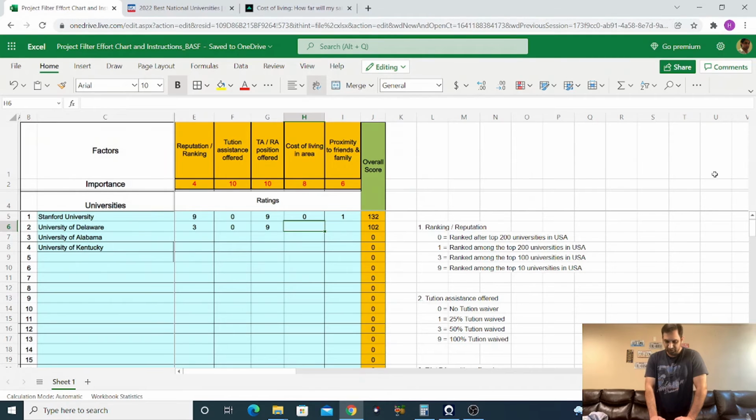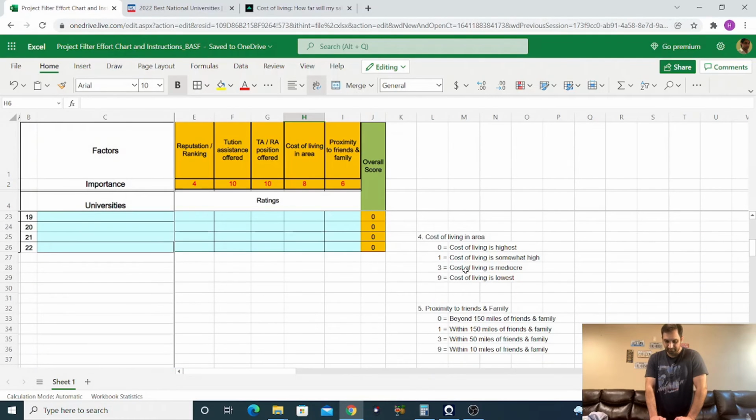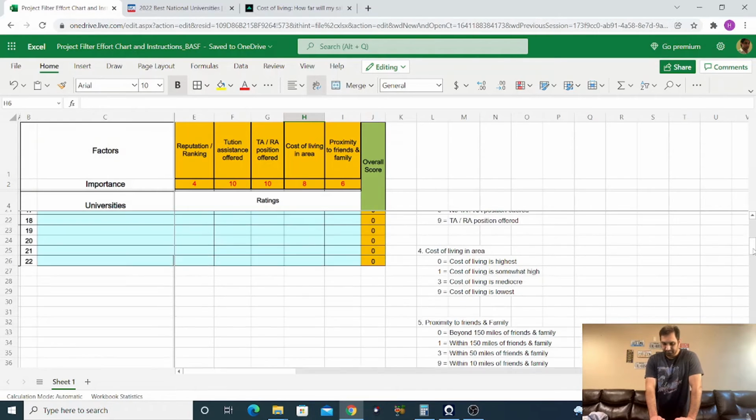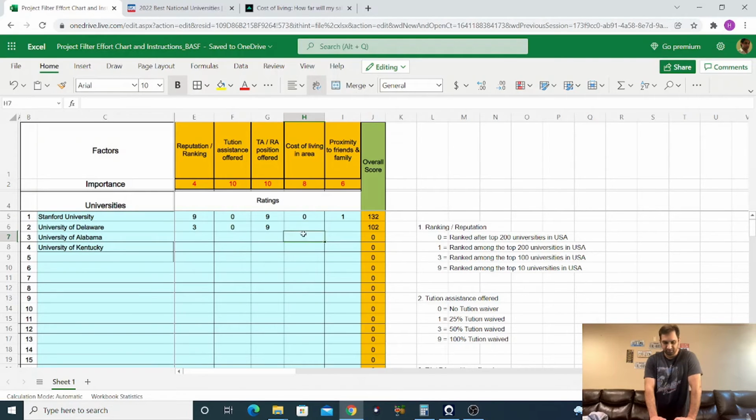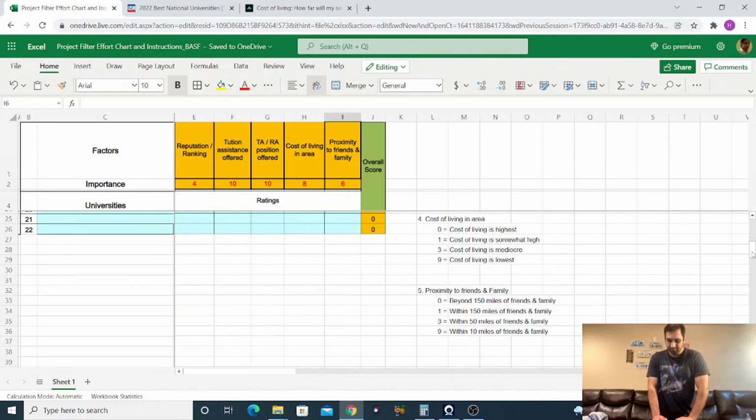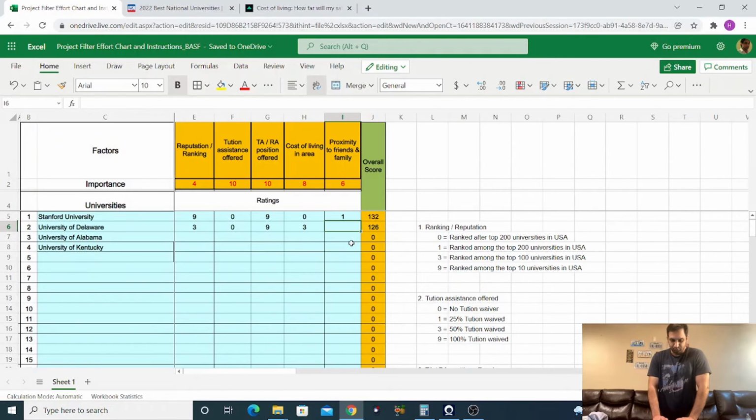Again, if we go to our spreadsheet and go to our ratings for cost of living, I wouldn't say it's the lowest because Albany, Georgia was the lowest. I would put it as a 3, just because it's a little bit higher than Albany, so I would say this is a 3 here. And then proximity to friends and family. Let's say you have friends and family 150 miles away. Kind of similar to Stanford. Let's give it a 1.